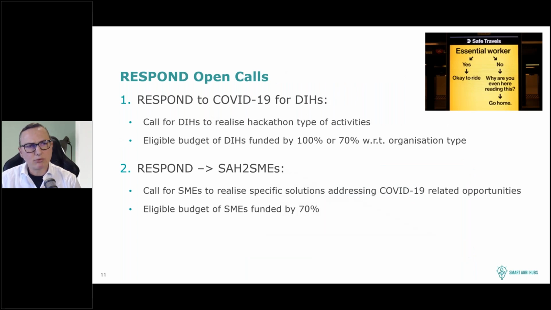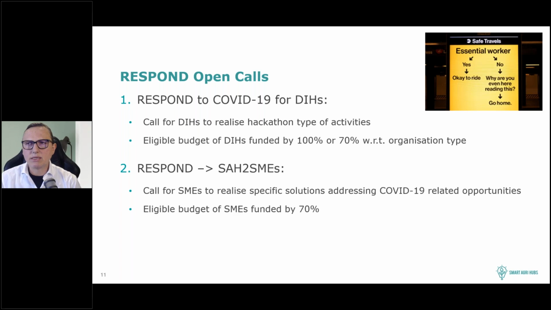therefore, now talking about the first open calls, we launched them now, and you find them on the Smart Agri-Hubs website. There you find the detailed information. The one open call, we called it Respond to COVID-19 for Digital Innovation Hubs. That's an open call for digital innovation hubs to realize hackathon type of activities, like hackathons, datathons, challenges as a kind of competition. So if you think, well, we have quite some talent in our region and we would like to organize such, possibly online, events, we would fund this with 100% for non-profit organizations and 70% for commercial organizations. That's the first of our open calls at the moment.